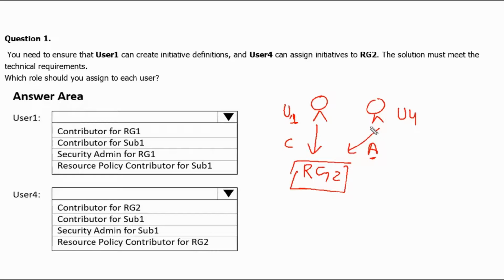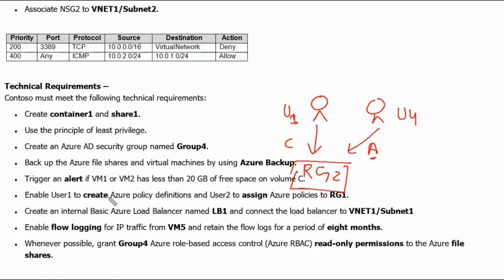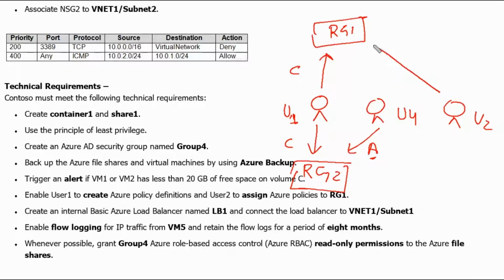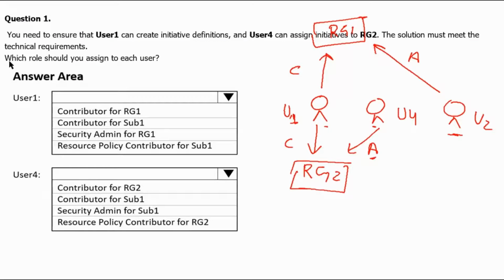Now let's see the technical requirements. Enable user 1 to create Azure policy definitions and user 2 to assign Azure policies to RG1. User 1 can create Azure policy for RG1 and there is another user called user 2 who can assign the policies to RG1. Let's go back to the question. The question is, which role should you assign to each user? So it is asking about user 1 and user 4.